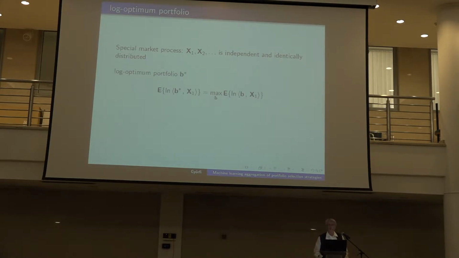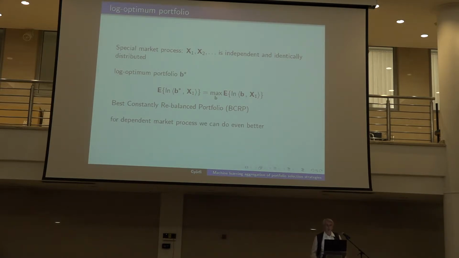So an obvious consequence is that as soon as the market process is memoryless, the good choice of the portfolio vector is as follows. For any portfolio vector, we have to calculate the expected log return and search for the portfolio vector b which maximizes this expectation. This is for the memoryless market process.